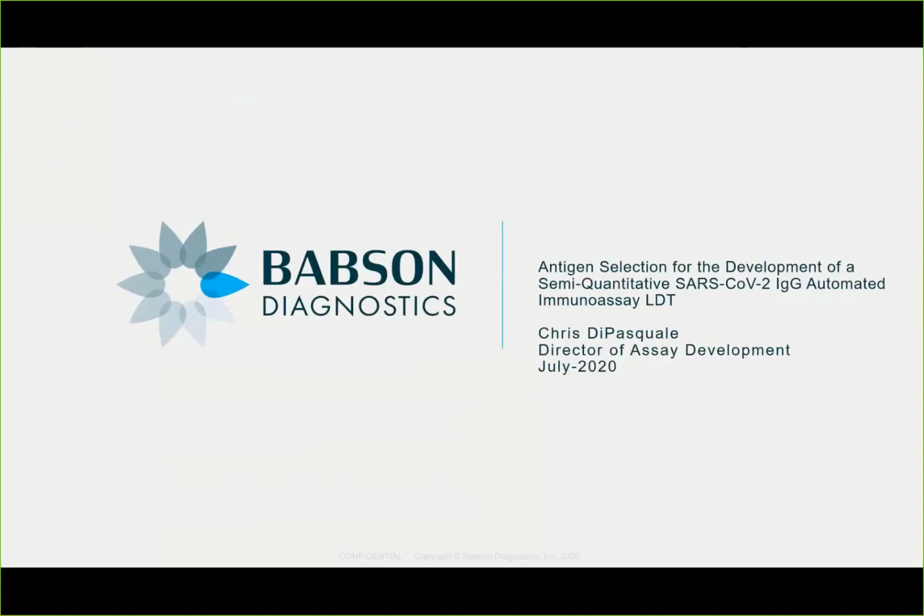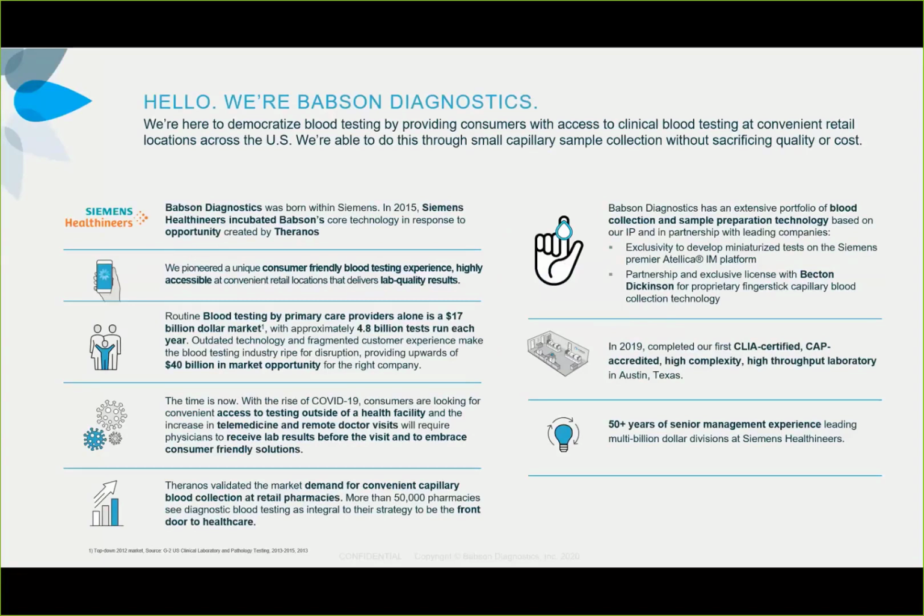We have on the market right now a qualitative IgG assay against SARS-CoV-2, and we have been developing a roadmap for several more assays with enhanced claims for quantitative and semi-quantitative assays that I'll begin to talk to you about shortly. But first, I'd like to introduce Babson Diagnostics and who we are. Babson Diagnostics was an idea born out of Siemens Healthineers. In 2015, a small team began an incubation project in response to the company Theranos, for those of you that are familiar with the company.